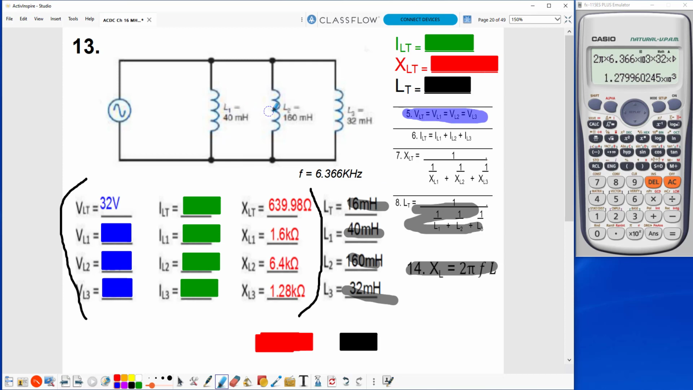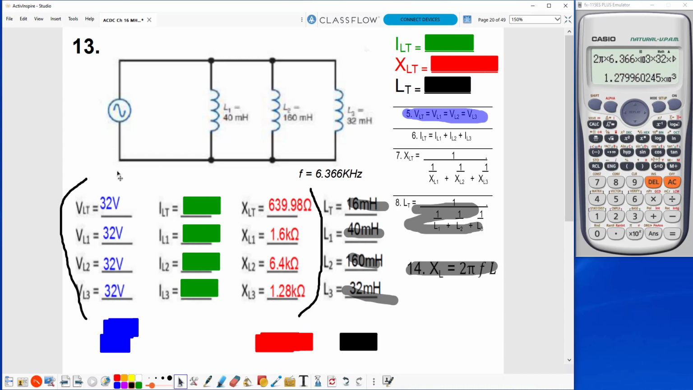parallel inductive circuit just like it does for a parallel resistive circuit. So I'm going to go ahead and fill in all my voltage values. They're all going to be 32 volts because voltage stays the same. Now I can find each one of my current values.